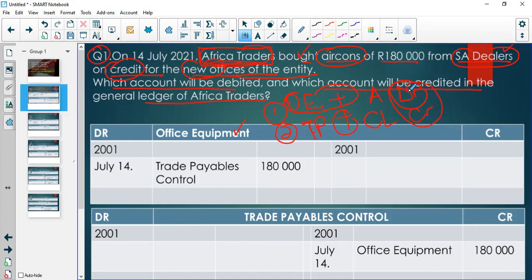So if you want your complete double entry, you go to the office equipment account in the general ledger. It has a debit side and a credit side. Office equipment is an asset, so our assets have increased. We're going to indicate on the debit side 180,000. And the contra account is the other account where the other leg of the transaction was posted. In this case, we had a debit entry on office equipment, so the contra account explains where the credit entry was made. It was made in the trade payables control account.